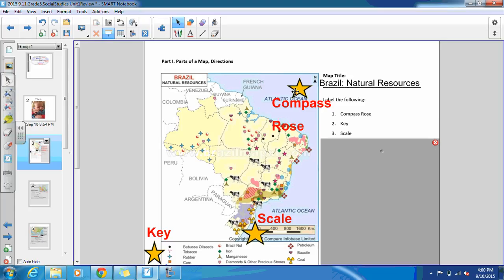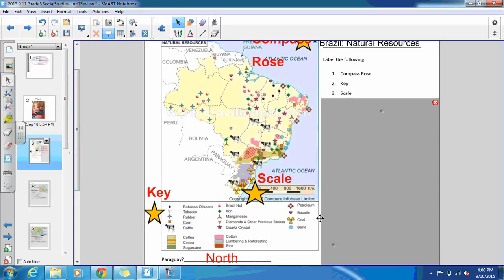Compass rose is right here where this N is. Compass roses will not always say north, east, south, and west. This one just says north, because if you know where north is, you'll be able to input east, south, and west. There's your compass rose. Your key is going to be at the bottom. You have a nice large key here. It doesn't say key, it doesn't say legend. Remember, legend is a synonym for key. However, wherever you see symbols, you know that's your key.